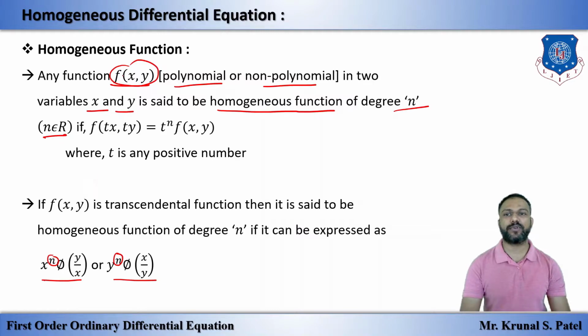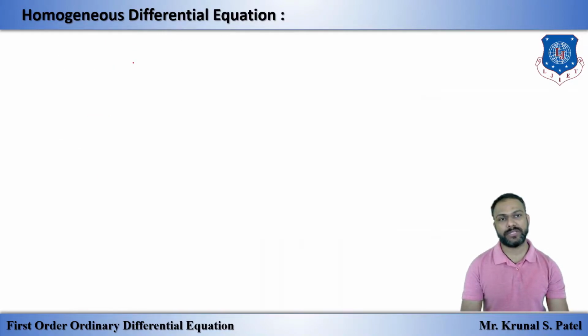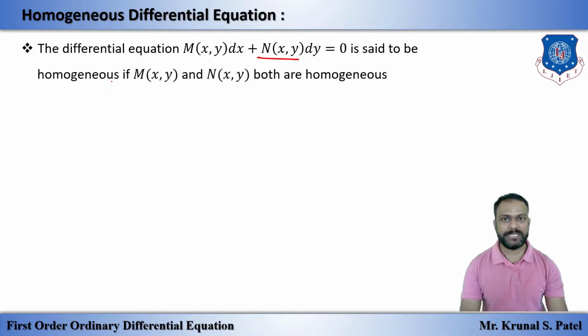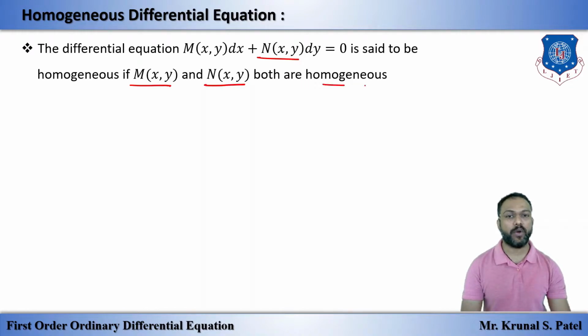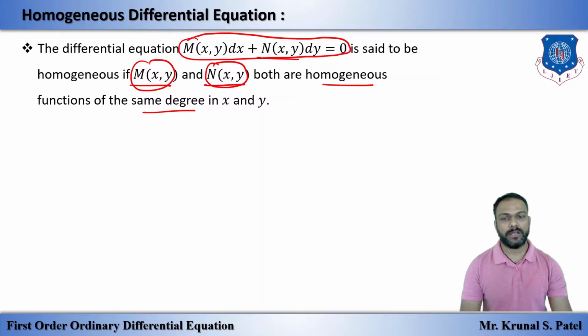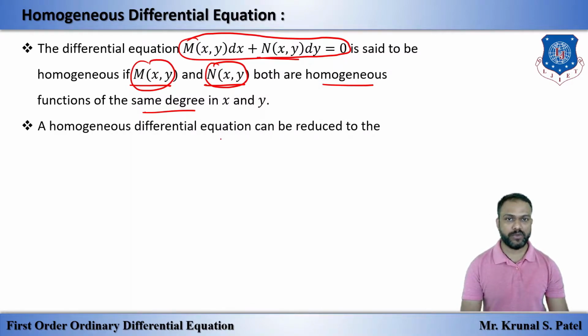Now we will use this concept for homogeneous differential equations. So which kind of differential equation is called a homogeneous differential equation? The differential equation M of x comma y dx plus N of x comma y dy is equal to 0 is said to be homogeneous if M of x comma y and N of x comma y both are homogeneous functions of the same degree in x and y. So if these two functions are homogeneous functions with the same degree, then this entire differential equation is called a homogeneous differential equation. And this kind of homogeneous differential equation is solved by reducing it into variable separable.